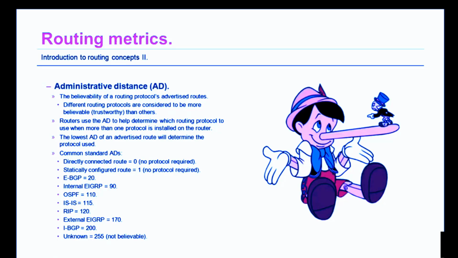As a side note, the AD can be set by an administrator. So if you are running both OSPF and ISIS on a router, but you want ISIS to be used, you could actually set OSPF's AD to a higher number than ISIS, and then ISIS would always be used before OSPF.